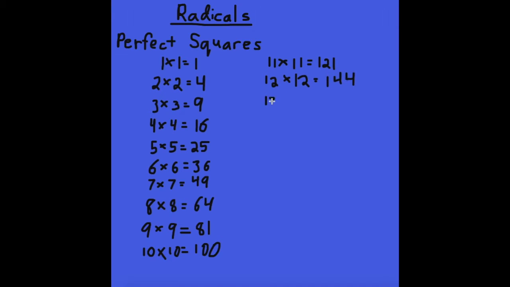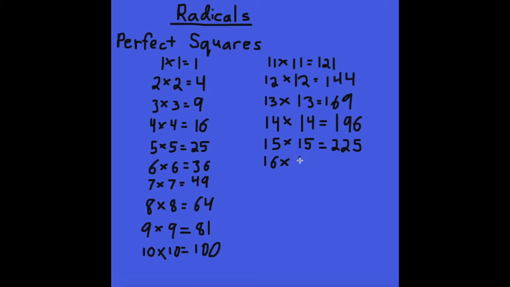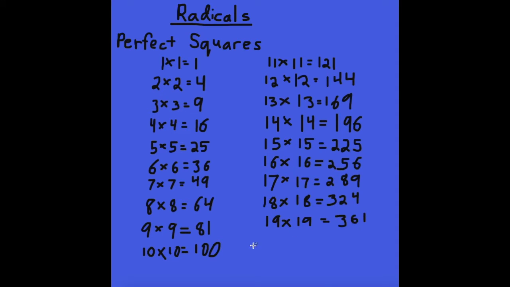144, 13 times 13 equals 169, 14 times 14 equals 196, 15 times 15 equals 225, 16 times 16 equals 256, 17 times 17 equals 289, 18 times 18 equals 324, 19 times 19 equals 361, and 20 times 20 equals 400, and so on and so forth.